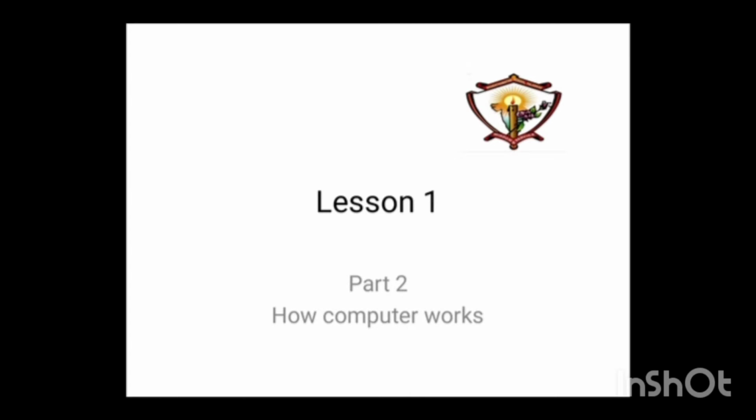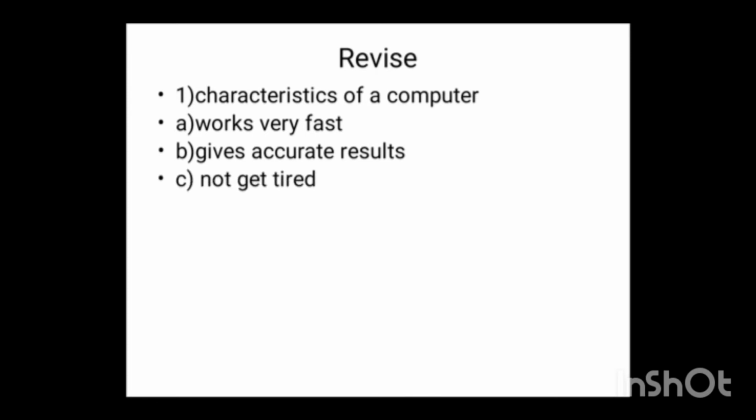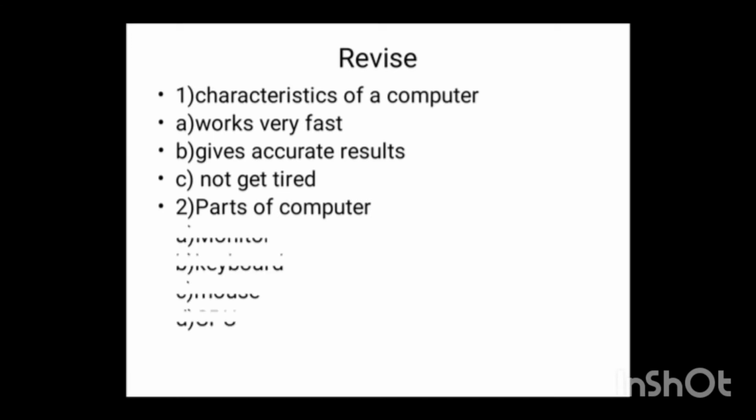Let us continue our class How Computer Works, Lesson 1. Okay. The last class, what all things we have learned? Let us revise. Characteristics of a computer: works very fast, gives accurate results, does not get tired. Parts of a computer, that is monitor, keyboard, mouse, and CPU. Okay. And now let us see about the CPU.